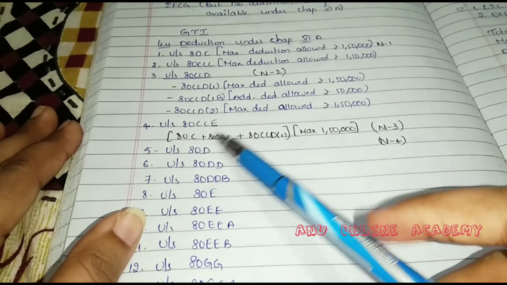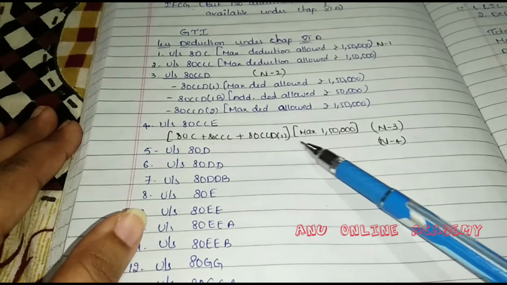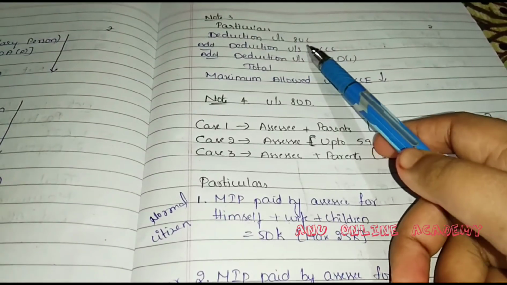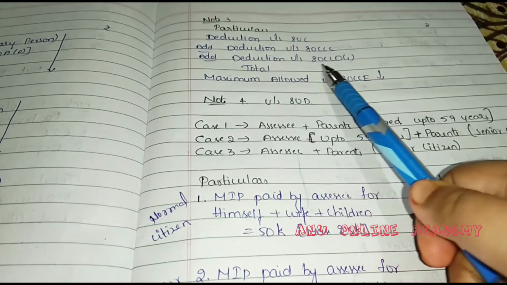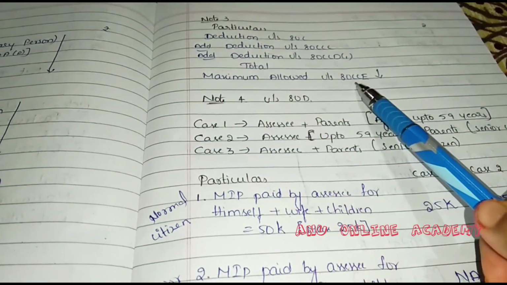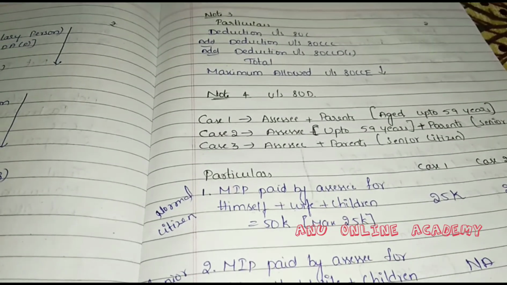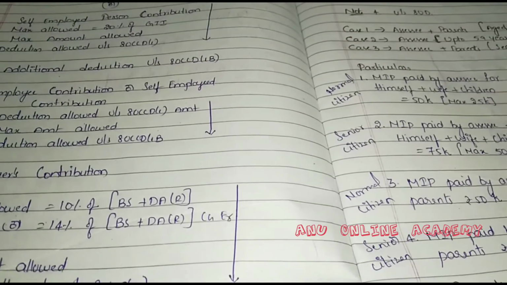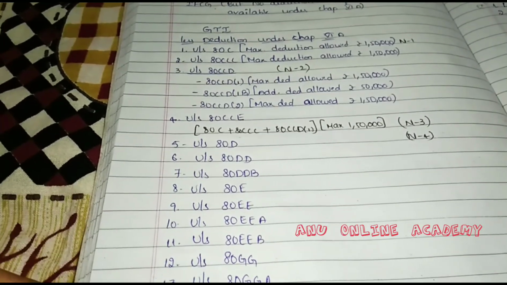Under section 80CCE, 80C plus 80CCC plus 80CCD1, maximum 1,50,000. And see the note number 3: deduction under section 80C, add deduction under section 80CCC, add deduction under section 80CCD1, total maximum allowed under section 80CCE is 1,50,000. And see the next section, under section 80D, and see the note number 4.